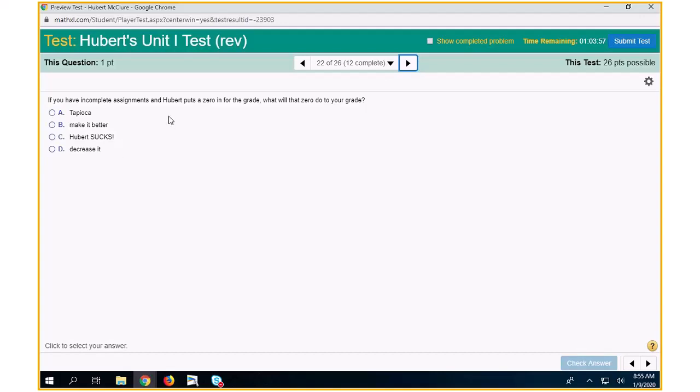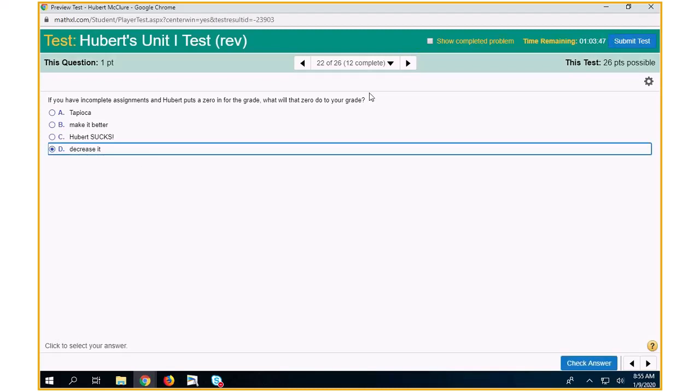If you have incomplete assignments and Hubert puts a 0 in for the grade, what will that 0 do to your grade? Make it better. This came from a student. Of course, she was trying to get over. I didn't know that 0s make the grade go down. Well, you do now. Bye.